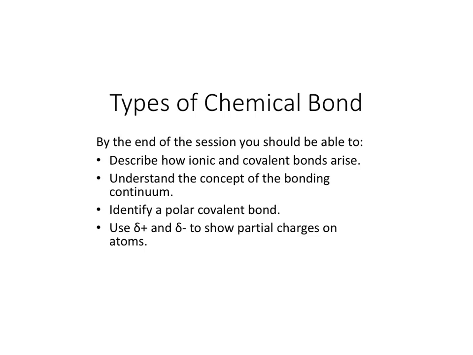So hopefully you now understand how we get our ionic and covalent bonds. It's all down to the difference in electronegativity, and they are at opposite ends of a spectrum of a bonding continuum. There are gradual changes as we go across. You should be able to identify a polar covalent bond in a molecule, and you should be able to use the delta positive, delta negative to show partial charges on atoms.